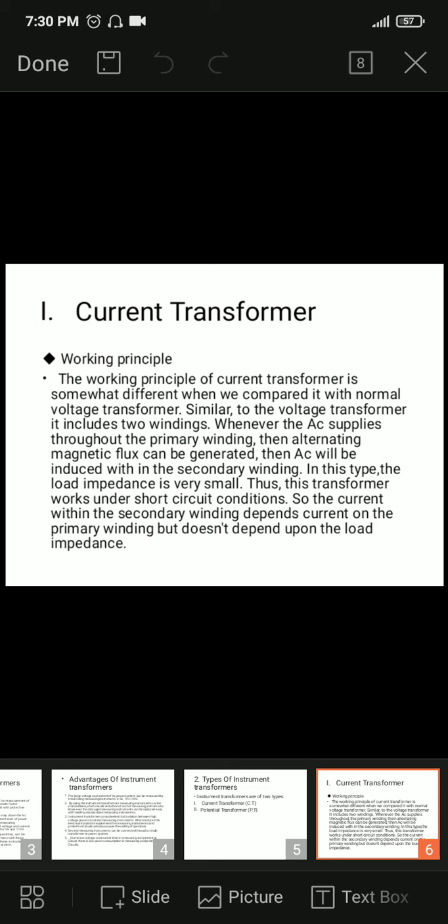The working principle of a current transformer is somewhat different when we compare it with the normal voltage transformer. Similarly to the voltage transformer, it includes two windings. Basically, one is the primary winding and another is the secondary winding. Whenever the AC supplies through the primary winding, then alternating magnetic flux is generated. Then AC will be induced within the secondary winding. In this type, the load impedance is very small. Thus, this transformer works under short circuit conditions. So the current within the secondary winding depends on the current in the primary winding, but does not depend on the load impedance.